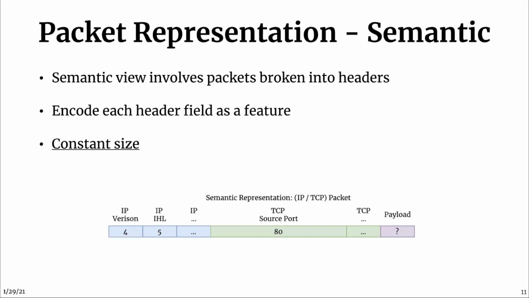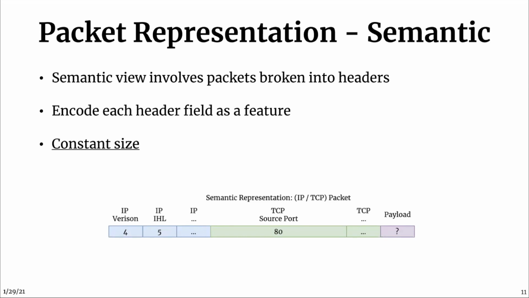So what is an example of something that meets some of these requirements? The classic way we started was, okay, we can use our semantic understanding of packets to build a standard representation. This semantic view involves packets being broken into headers, and each header broken into fields. So we have a packet, then the IP header, then the TCP header, and those are broken up even further into fields like the source port and the version.